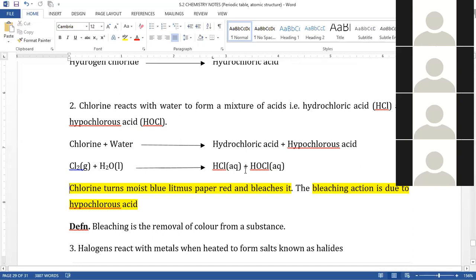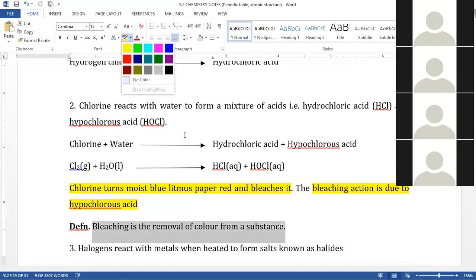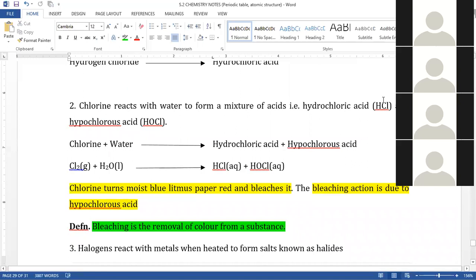Okay, thank you. So I have said when chlorine reacts with water, we get hydrochloric acid, and we also get hypochlorous acid. Then I said chlorine is a bleaching agent. And the reason why it is a bleaching agent is because it removes color from a given substance.